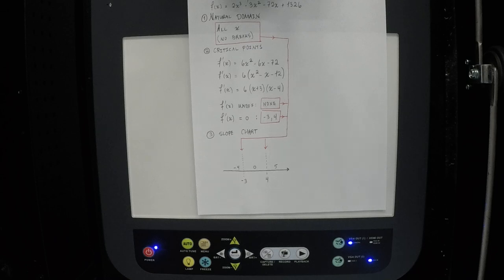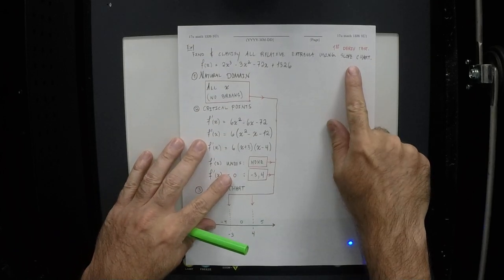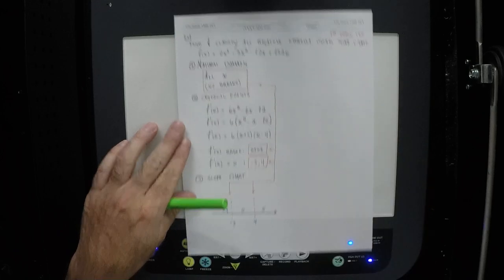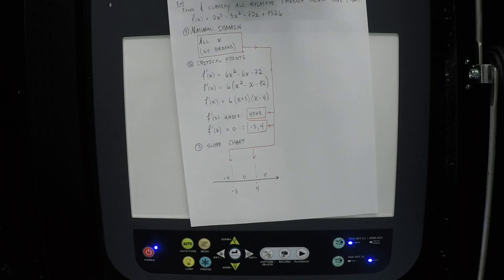But wait a minute, why are we not plugging them into the original function? Why the derivative? What kind of thing are we making right now? We're making a slope chart. So we've got to be evaluating the thing that tells us about slope, right? The derivative. If we were plugging into the original function, what would we be making? Not a slope chart. A sign chart.